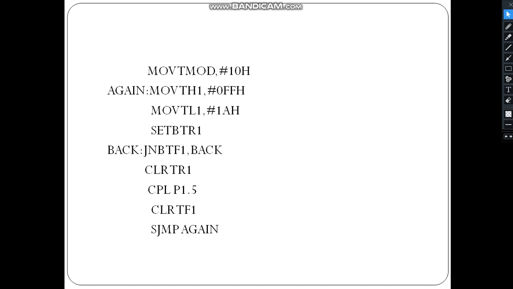Next we have to clear the timer overflow flag, because let me assume that the logic high signal is generated. Next the logic low has to be generated. To repeat the task, the timer overflow flag has to be reset to 0. That is why we are clearing the TF1 flag. Then we need to repeat the process. What we have to do? Once again we have to load TH and TL with the appropriate value. So we use the instruction SJMP again, and it comes back to the loop. This is how continuous square pulses are generated.